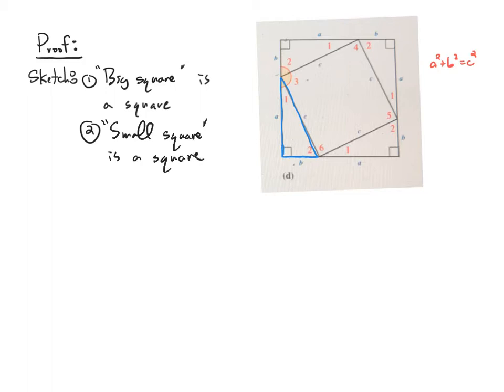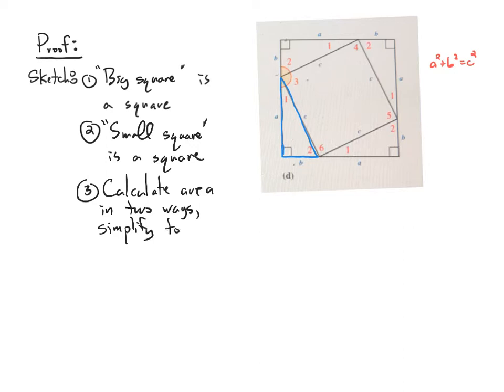And then the third thing we're going to do, once we do that, is calculate the area in 2 ways. And then simplify to obtain what we want, which is A squared plus B squared is indeed C squared. So that's our plan of action here.